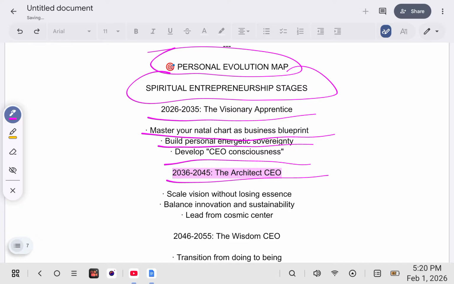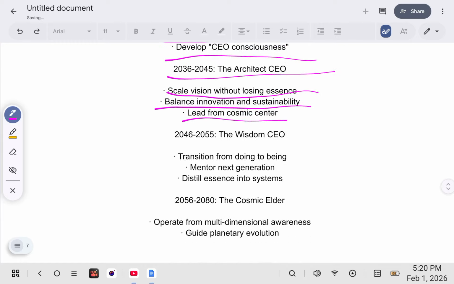2036 through 2045, the architect CEO. I scale vision without losing essence. I balance innovation and sustainability. I lead from cosmic center.